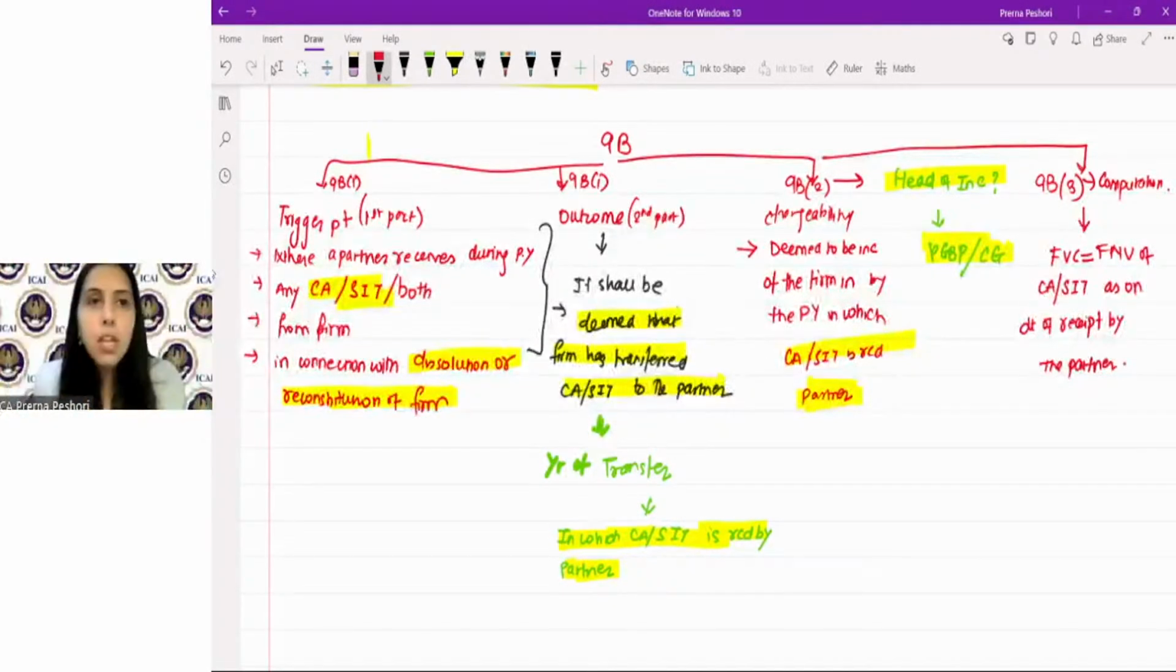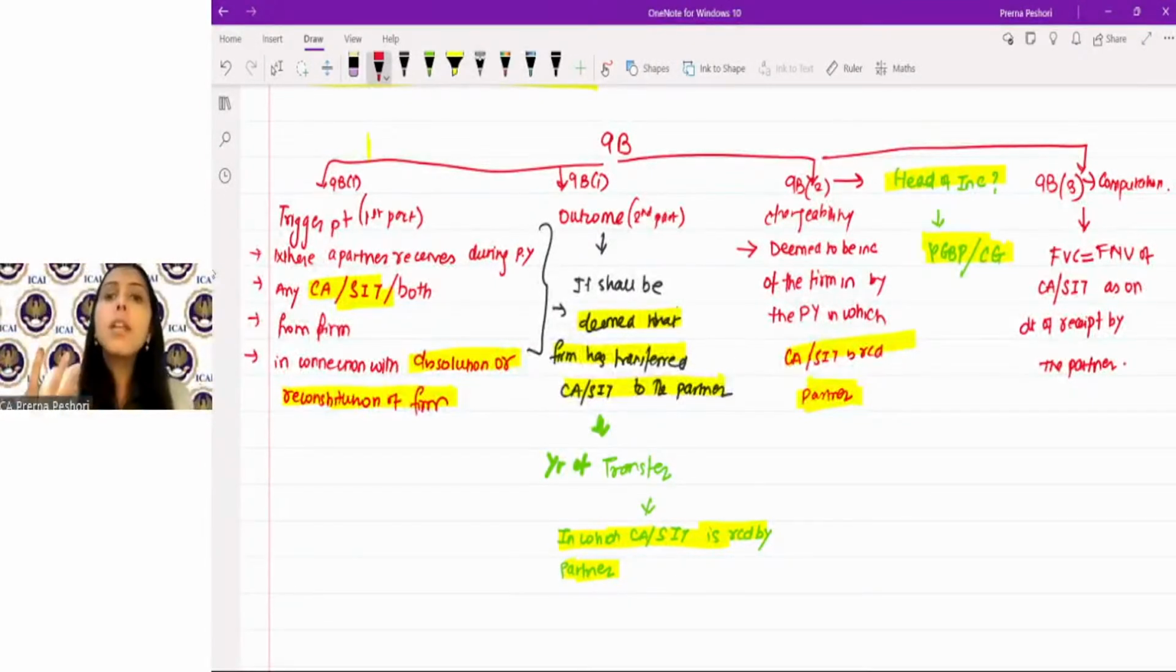So the 9B trigger point is where a partner receives during the previous year any capital asset or stock in trade or both from the firm in connection with the dissolution or the reconstitution of the firm. What is the outcome? It shall be deemed that the firm has transferred the capital asset or stock in trade. What will be the year of transfer? The year in which the capital asset or stock in trade is received by the partner.